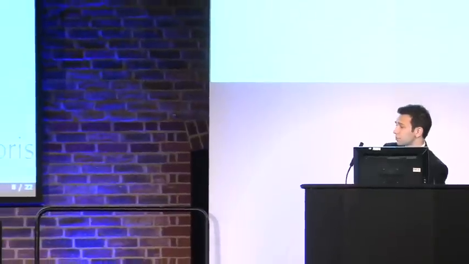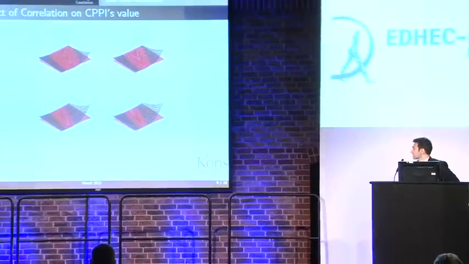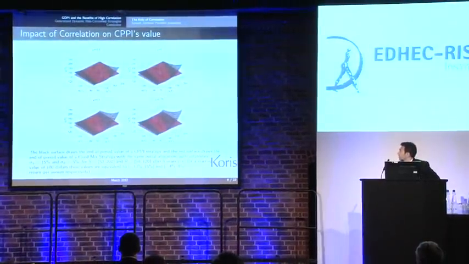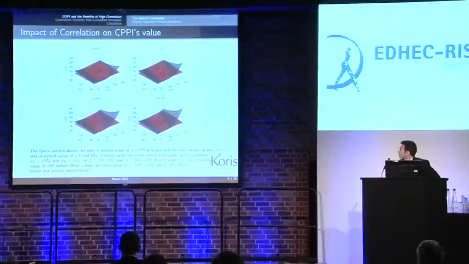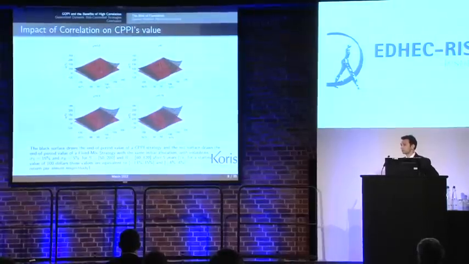So in this case, what I'm looking at here is the actual value after 5 years of a CPPI strategy and of a fixed mix portfolio with the same initial asset allocation. The black surface is the value of the CPPI strategy. The red surface is the value of the fixed mix strategy for different levels of correlation. The one at the top left corner has a negative correlation of minus 0.5, so that's the ideal case for fixed mix, right? Because it gets diversification benefit from low correlations.